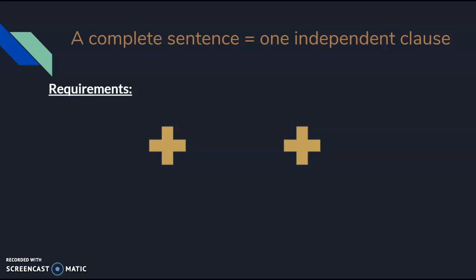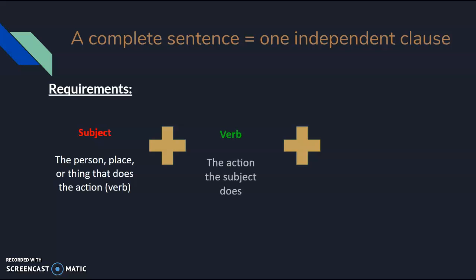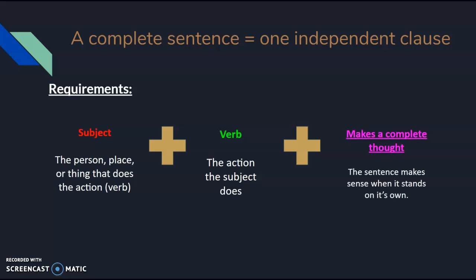But just a reminder that an independent clause is a subject, so the person, place, or thing that does the action, plus a verb, the action the subject does, plus it makes a complete thought, meaning that the sentence makes sense when it stands on its own. So this might be any additional information needed in order to make the subject and verb make sense together.